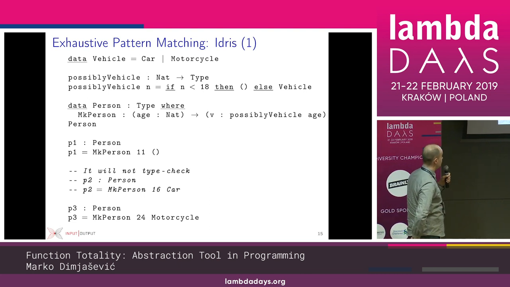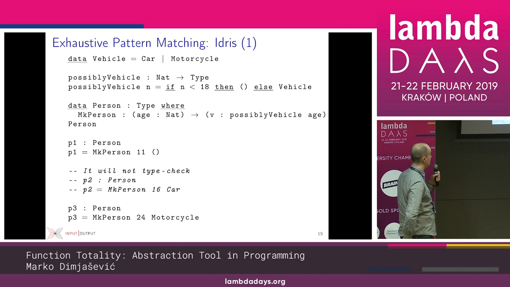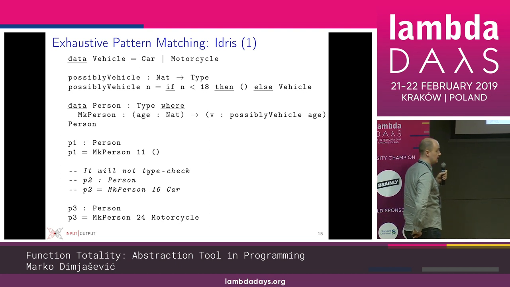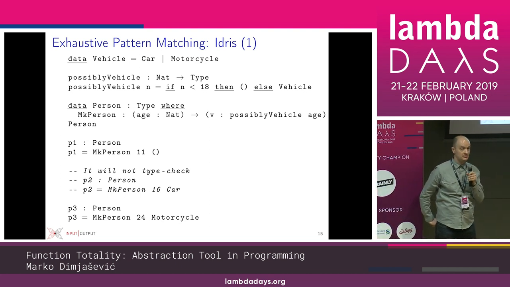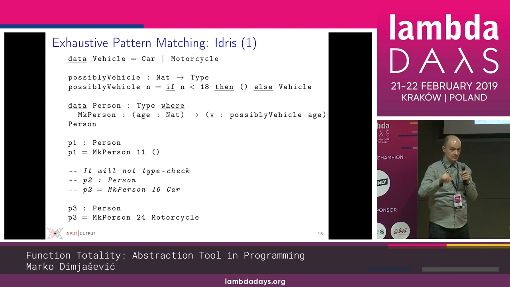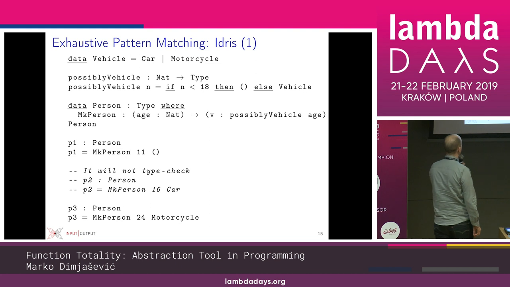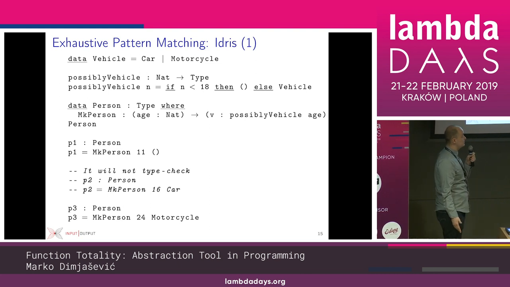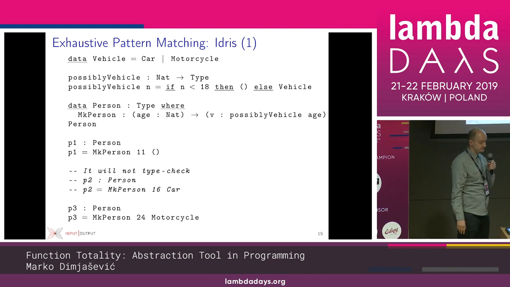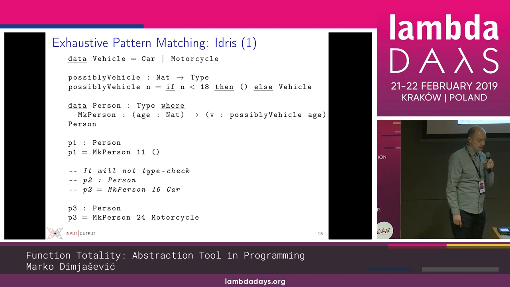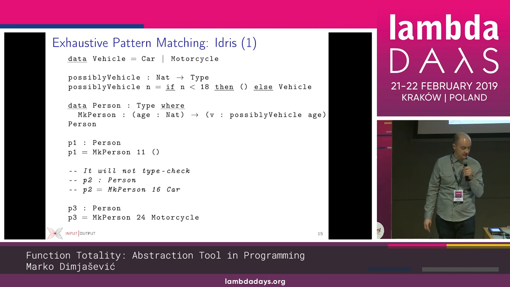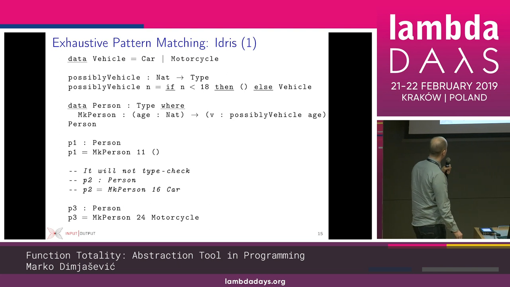So if we pass in a number that is less than 18, it will return the unit type, it has only one value. It's written the same way, open and closed paren. And otherwise, it returns the vehicle type. And then, how would we define the person type? So it's slightly more complicated, but not that much more compared to Haskell.